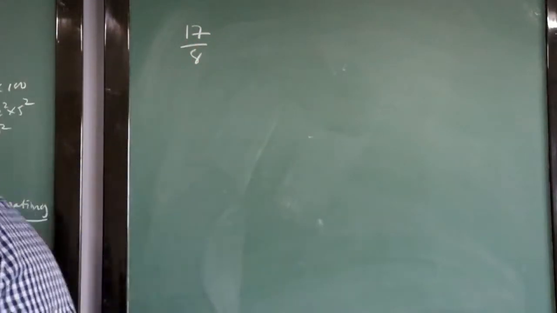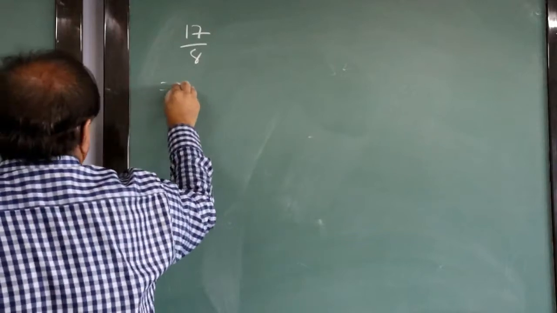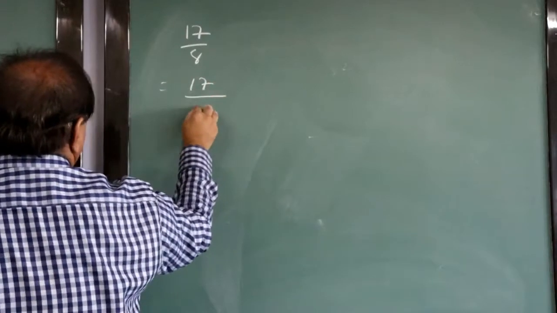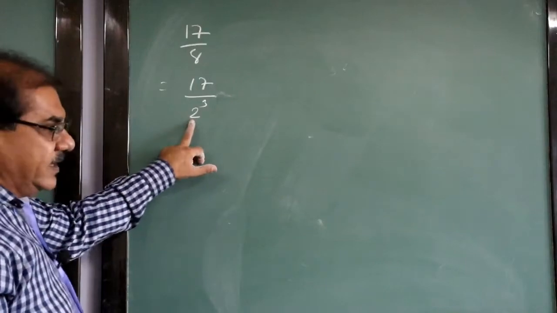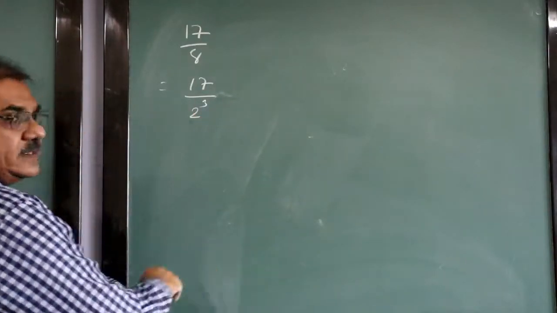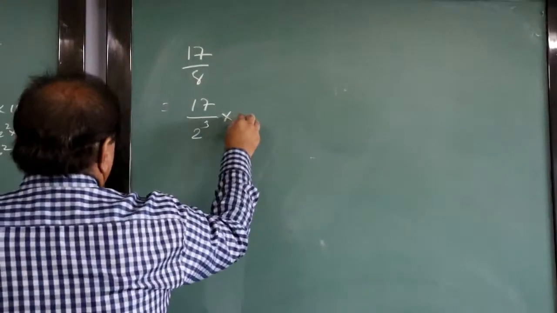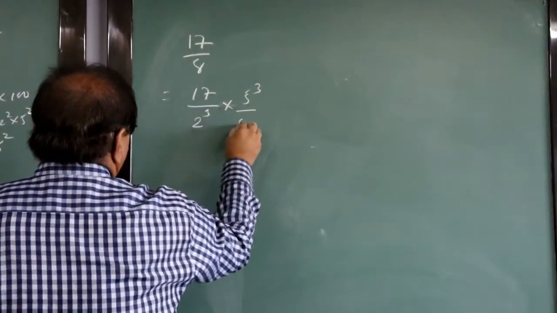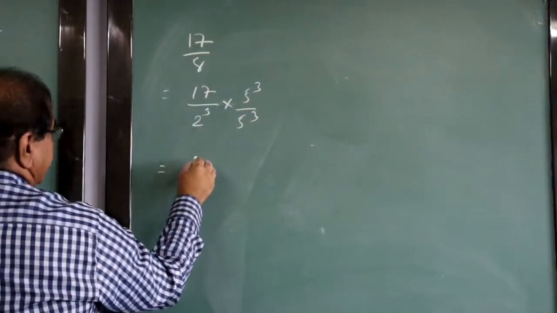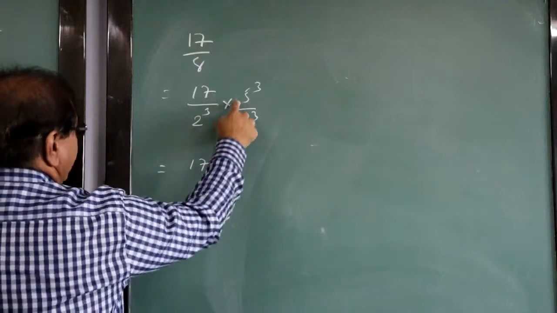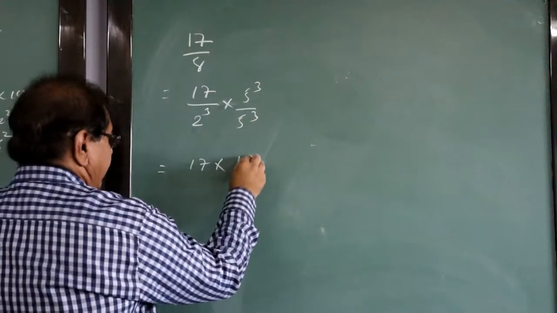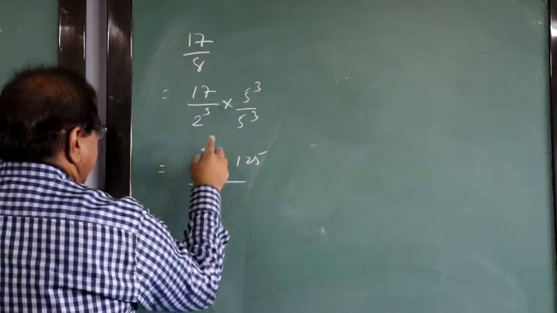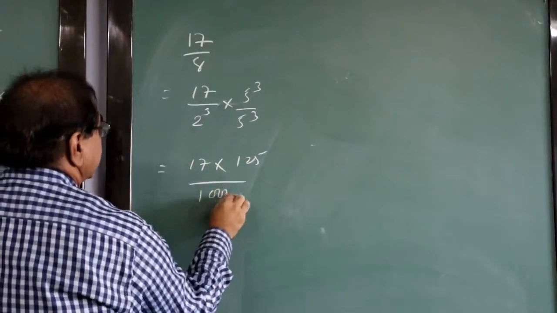We wrote it this way: 17 multiplied by 2 cube. To help the denominator end with 0, it is multiplied by 5 cube upon 5 cube. So it is 17 multiplied. What is 5 cube? 5 5s are 25, 5 25s are 125. 5 2s are 10, 10 cube is 1000.